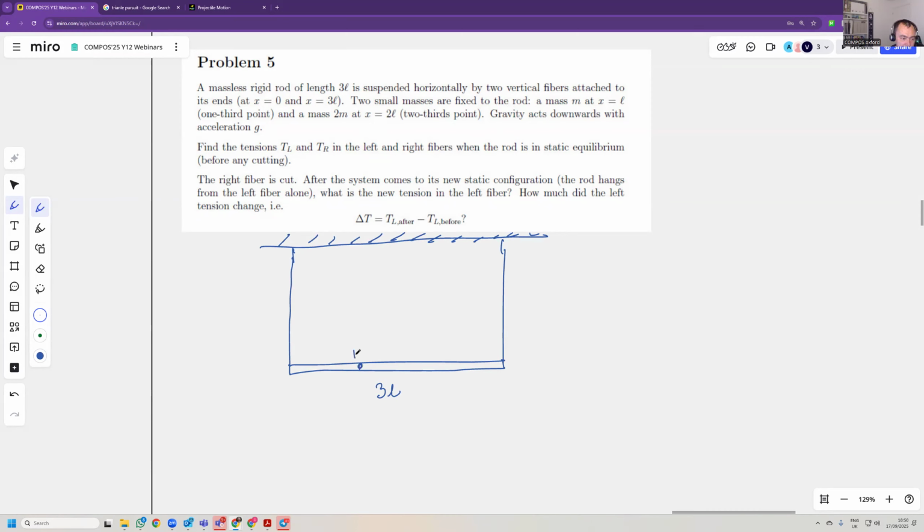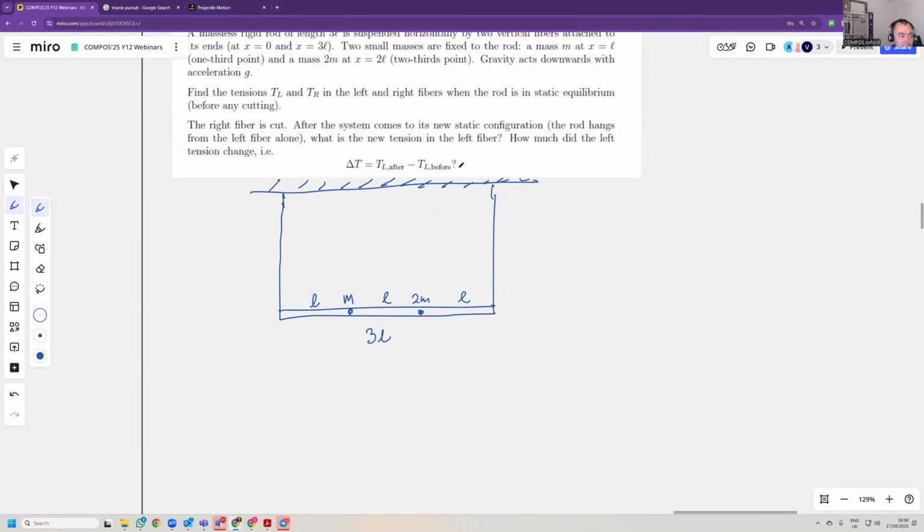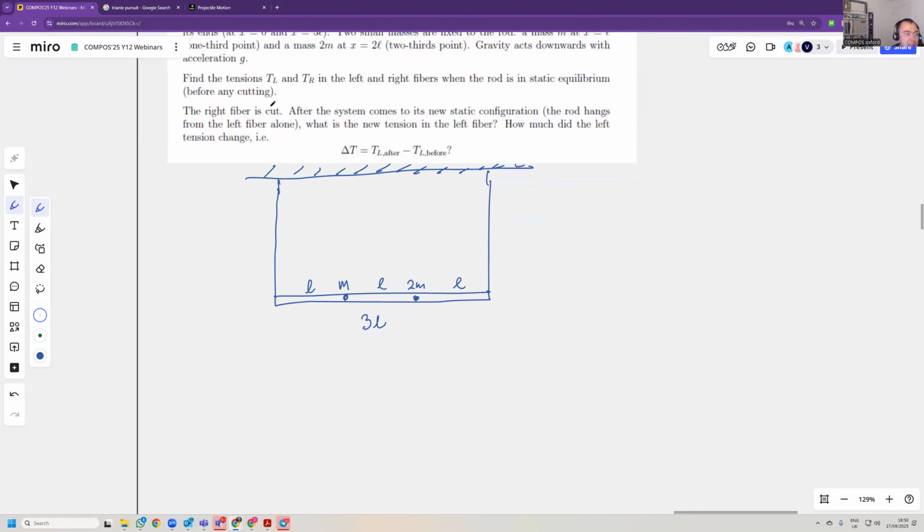So here, a mass m at a distance L, and a mass 2m, distance 2L, so 2/3 of the way. So that's L, L, and L. Gravity acts downwards with acceleration g. Right. Find the tensions TL and TR of the left and right strings.